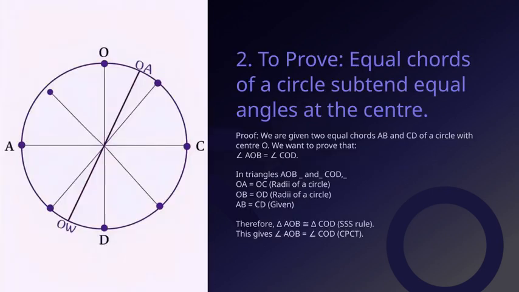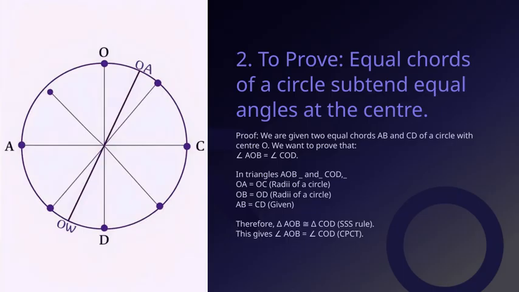Let's look at what we need to prove here. We want to show that if two chords in a circle are equal, then the angles they subtend at the center are also equal. So imagine we have two equal chords, AB and CD, both inside the same circle with center O. Our goal is to prove that the angles AOB and COD are equal.